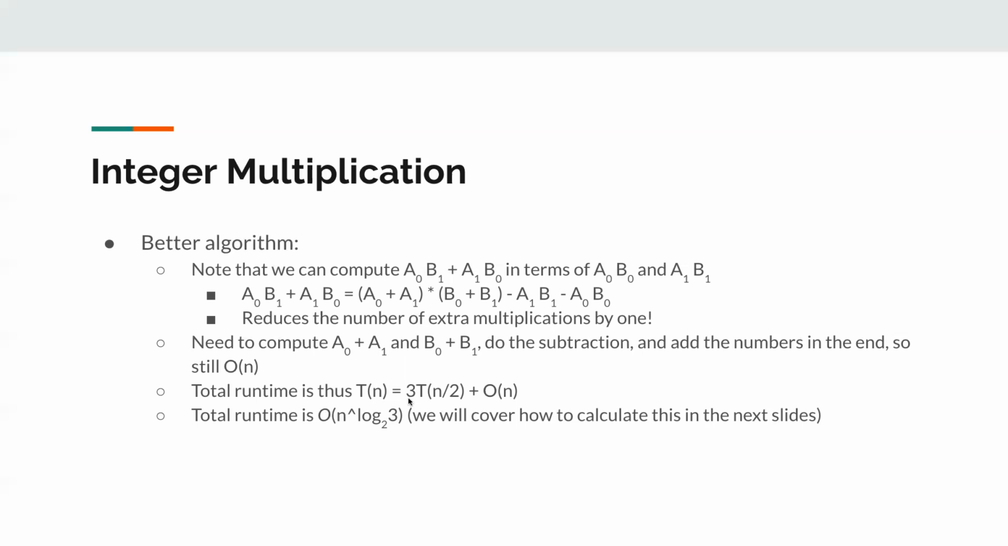So our new recurrence becomes 3 times T of n over 2. The only thing that's changed is the number of subproblems, and the combining step remains linear. In the future when we cover how to unroll our recurrences, we'll see that our total runtime becomes n to the log base 2 of 3, as opposed to n squared. So that's a little bit better.